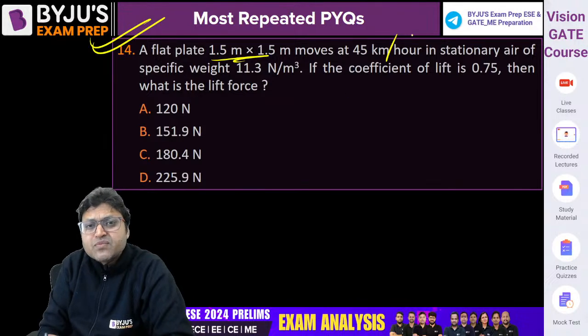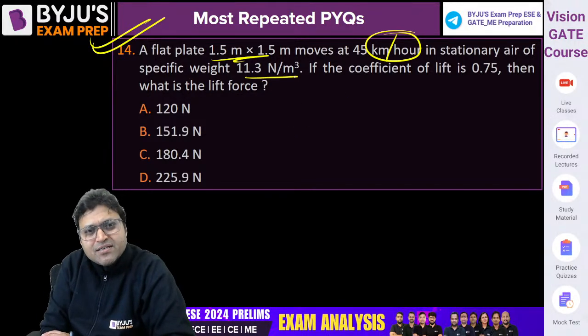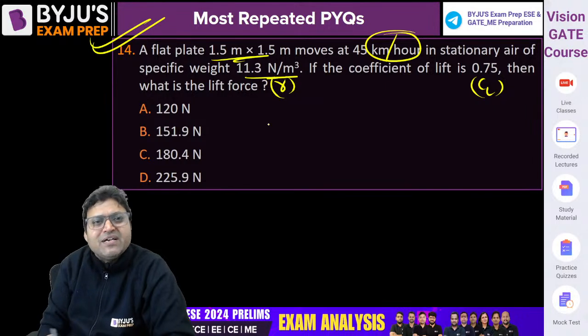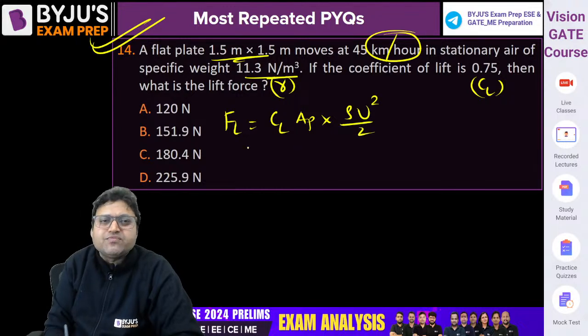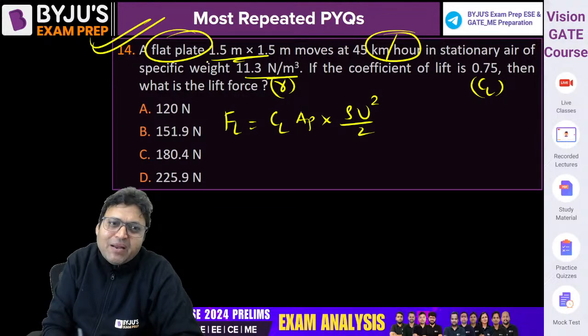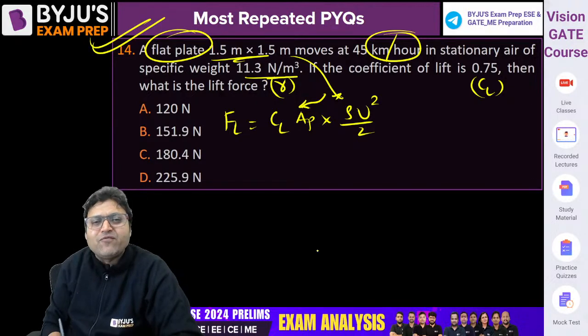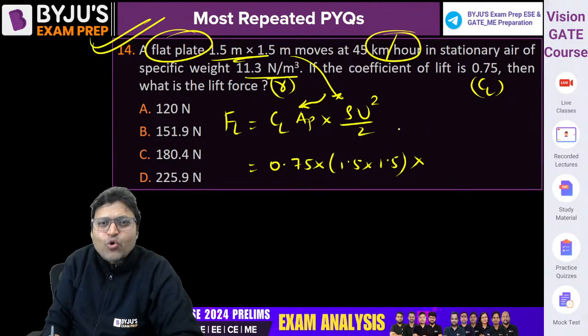A flat plate which is having a dimension 1.5 by 1.5 meter moves at 45 km per hour. The unit is kilometer per hour in a stationary air of specific weight, gamma, rho g, 11.3. If the coefficient of lift is 0.75, then what is the lift force? FL is equal to CL into projected area into rho u square by 2. That is the formula. And for a flat plate, for thin bodies, the projected area will be the same as the planform area. So coefficient of lift is 0.75. Projected area is 1.5 into 1.5 into rho into u square.